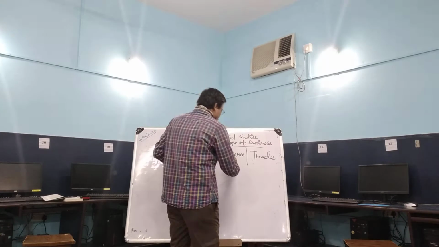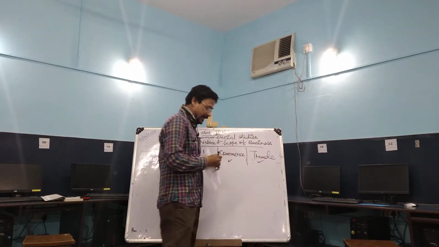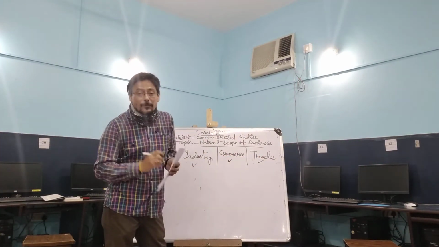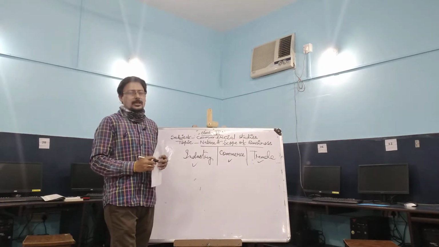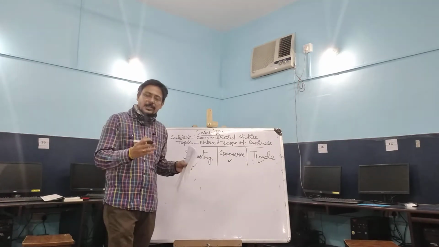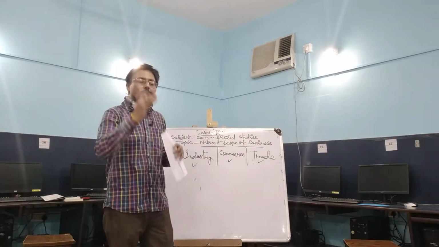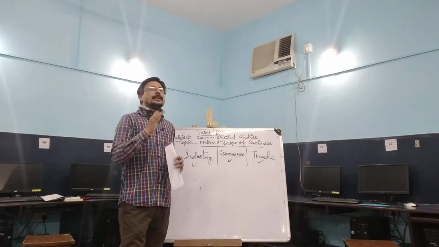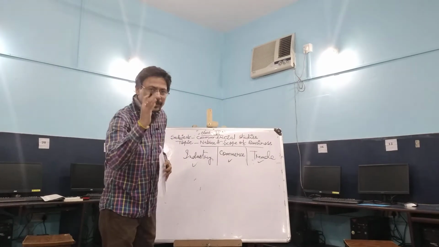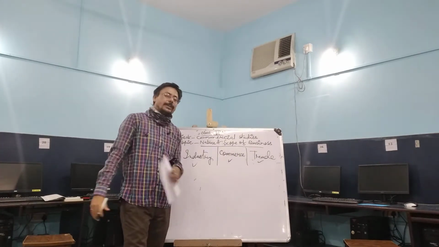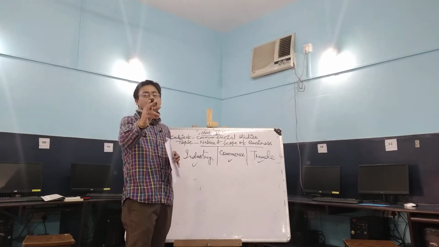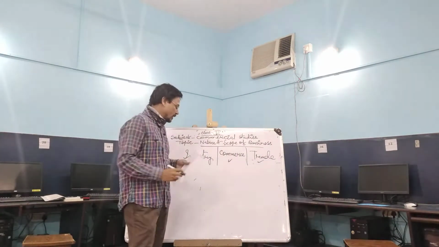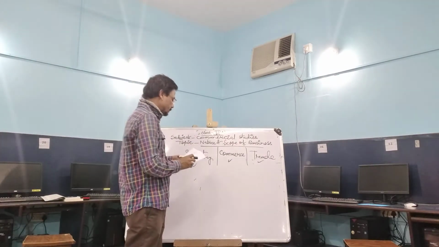And lastly, there is trade. Trade is the buying and selling of goods and services. Whenever the goods ultimately reach the hands of the retailers, wholesalers, distributors, they will be sold to the ultimate customers or consumers. So that is trade, that means buying and selling of goods and services. Clear? So first was meaning.